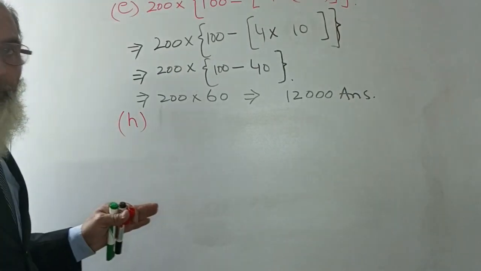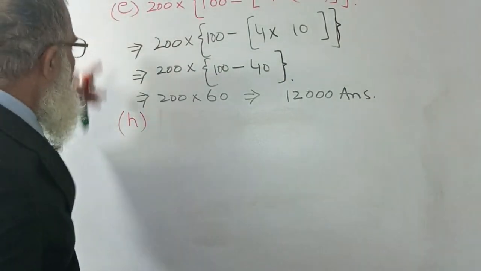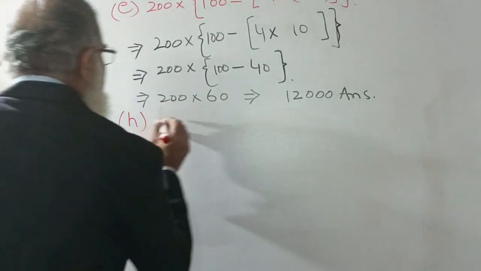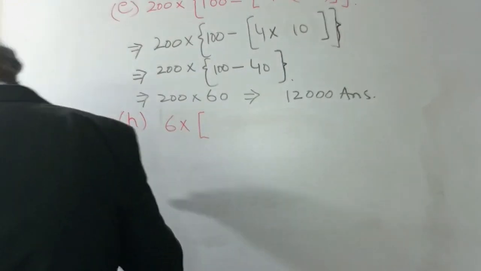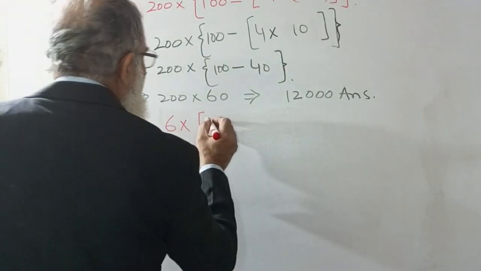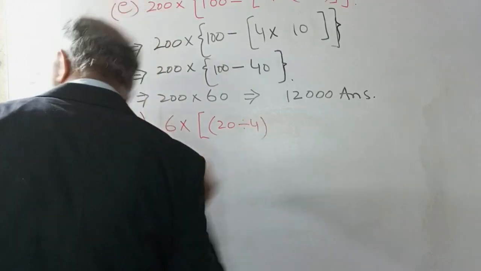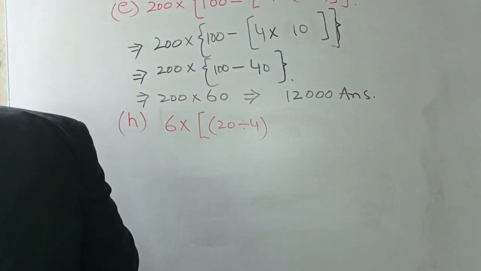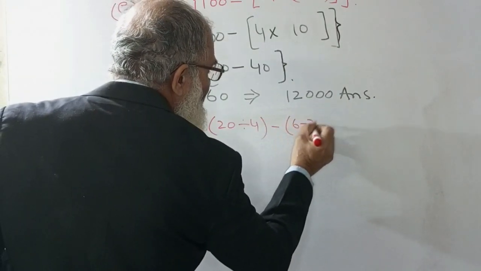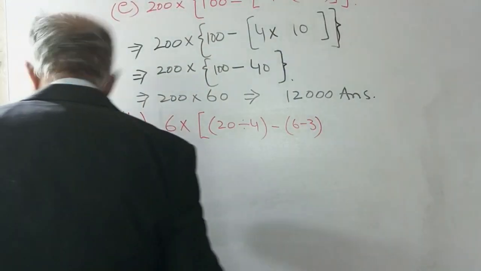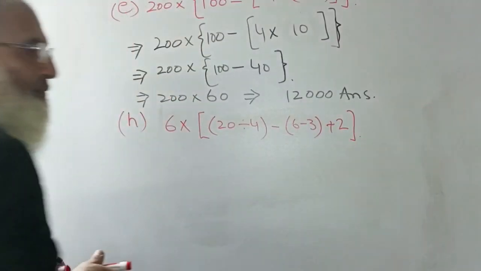I've chosen a little different question because some more operations are coming in this question. It is part H, question number 3, and it starts from 6 multiplied by a bracket start, 20 divided by 4 within parenthesis, 20 divided by 4, minus 6 minus 3, minus 6 minus 3, plus 2, and you have to close it also.